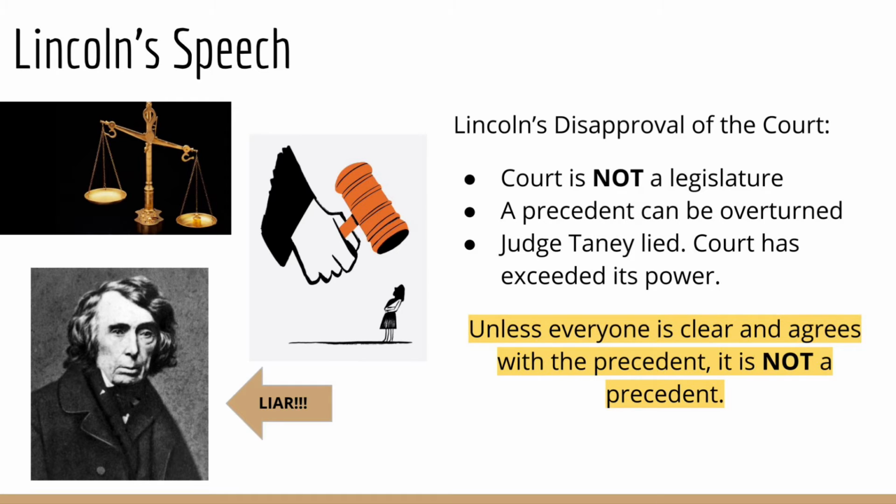Lincoln made a point that just because a precedent is set, it doesn't mean it can't be overturned. Lincoln did not want the court to go in and change the ruling. He was rather providing an opposition. Lastly, Judge Taney lied. He put his personal opinions over the case. Taney wanted the world to be in the way he ruled. He tried to set a precedent. The only thing it showed was the court exceeding its power and needing to be checked. Lincoln makes the last point clear and wants it to be known: unless everyone is on board and is clear with the precedent, then it's not a precedent.